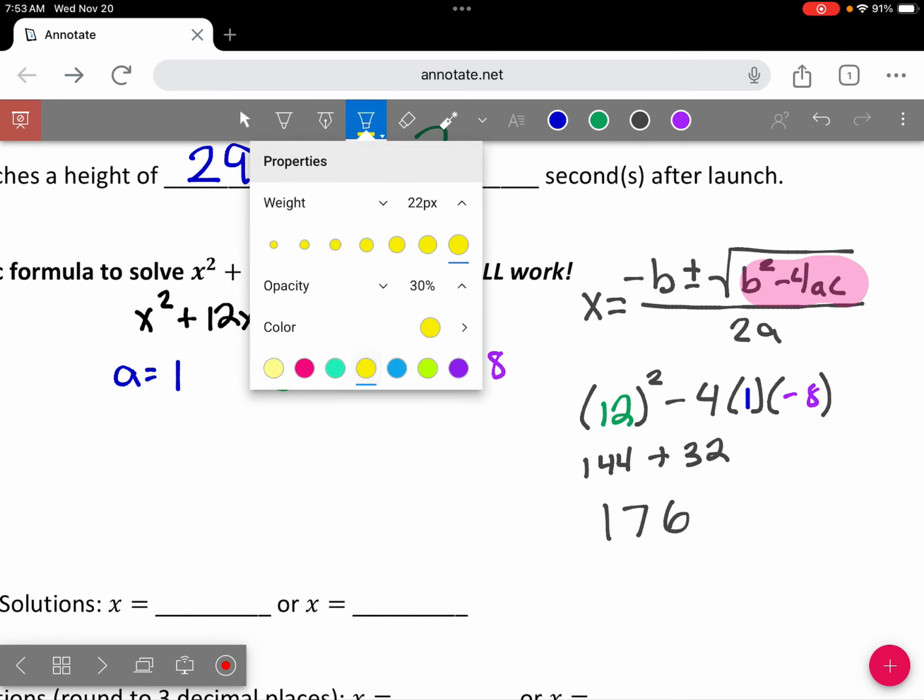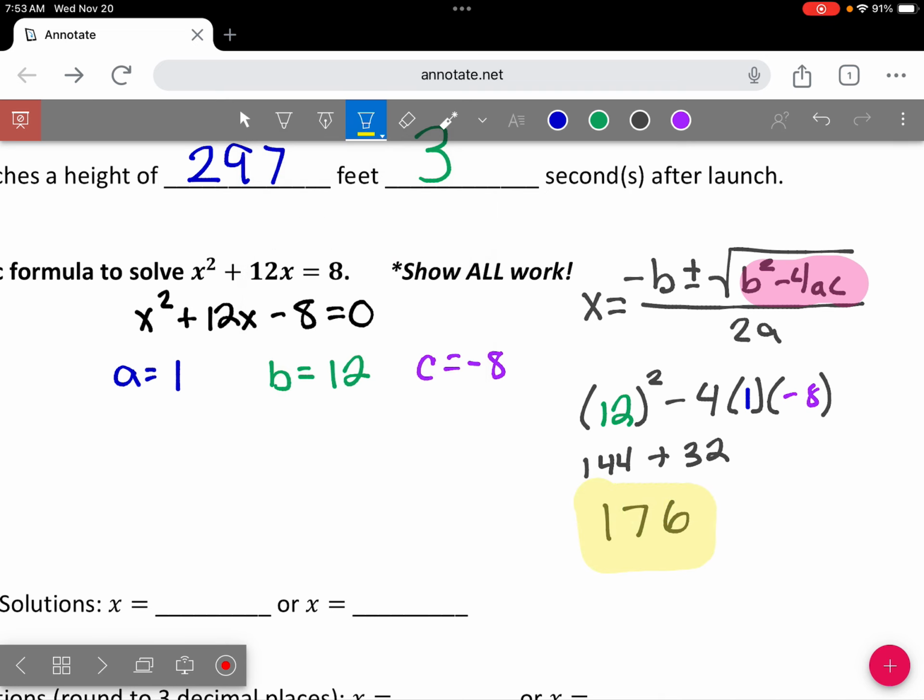So what kind of roots are we going to have? 2 real roots. Are they going to be nice and pretty, or super icky gross decimals? Super icky gross decimals, because 176 is not a perfect square. So when we get decimal answers, we know we're right.